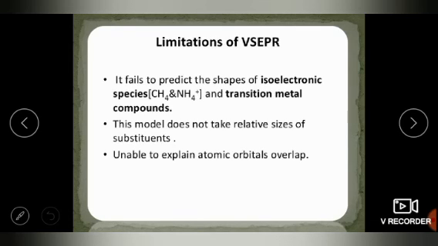Okay, so what are the limitations of VSEPR theory? It fails to predict the shape of isoelectronic species, same electrons but different formula. And for transition metal compounds, we never find molecules of copper, iron, or zinc. We find only alkaline earth metals with group p-block elements. This model doesn't take the relative size of substituents into account, and is unable to explain atomic orbital overlapping.